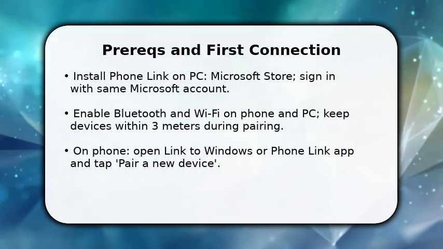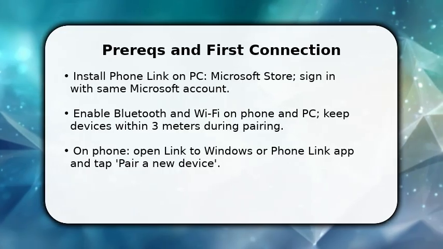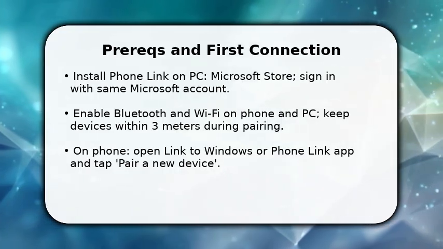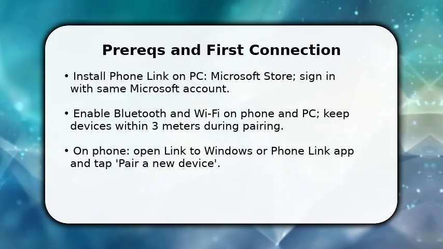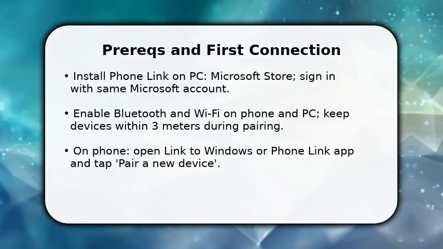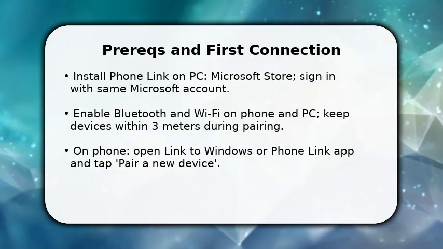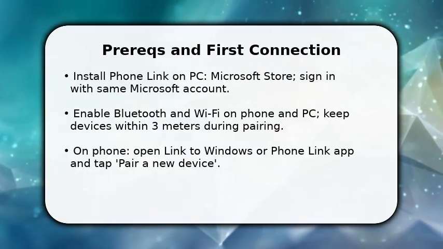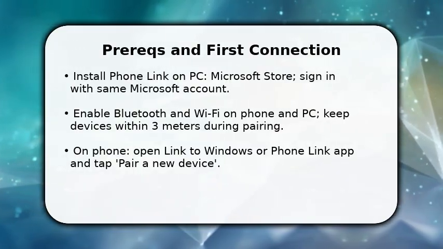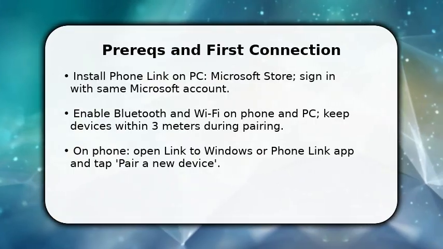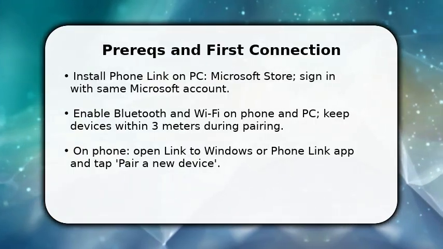You begin by confirming prerequisites. Both devices share the same Microsoft account and have Bluetooth and Wi-Fi enabled. Open Phone Link on the PC and the Link to Windows app on the phone. Once done, tap Pair a new device on the phone and choose your PC from the list. This initiates Bluetooth pairing and a secure handshake.